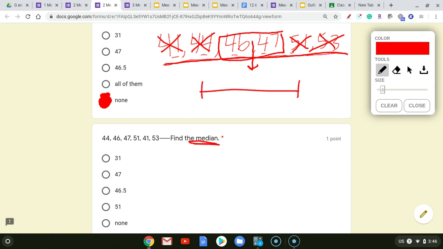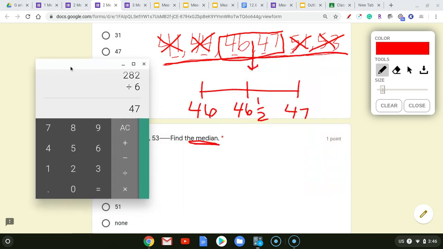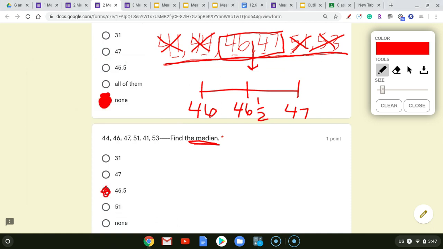If you have a number line and you have 46 here and 47 here, what would be in the middle? It'd be 46 and a half, wouldn't it? If you don't know, though, is there a way that you could figure it out on a calculator? Yeah, you find the mean of those 2 numbers. You add them together and then you divide by 2 and you still get 46.5. Isn't that cool how that helps you find the exact middle? So your answer is 46.5.